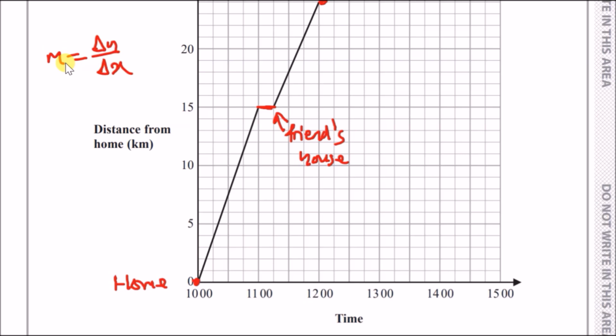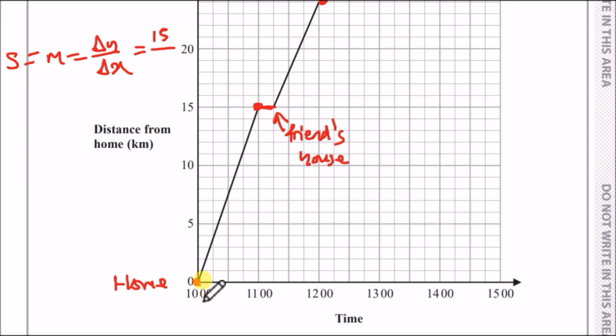And by the way, guys, the gradient refers to the speed, so the speed s. Now, let's just pick 2 points. I'm going to pick the gradient from here to here. So using the change in y, it's going to be the change in distance. So from 0 to 15 is 15.